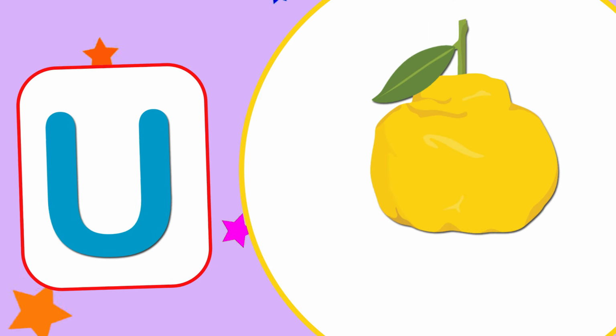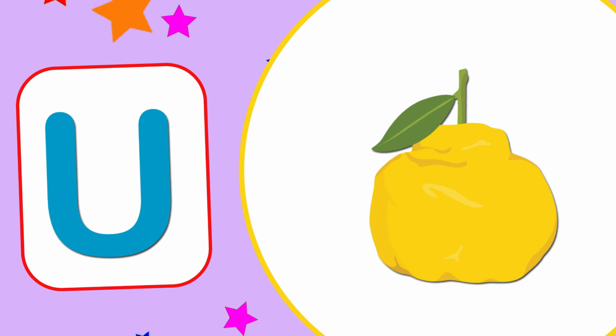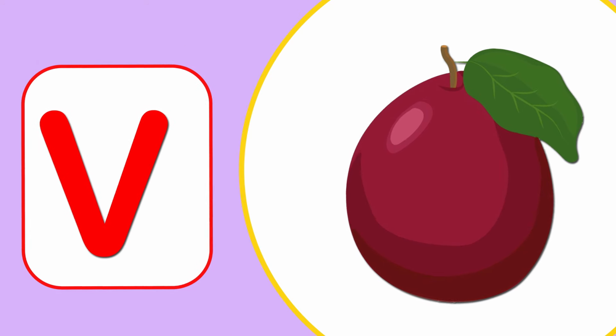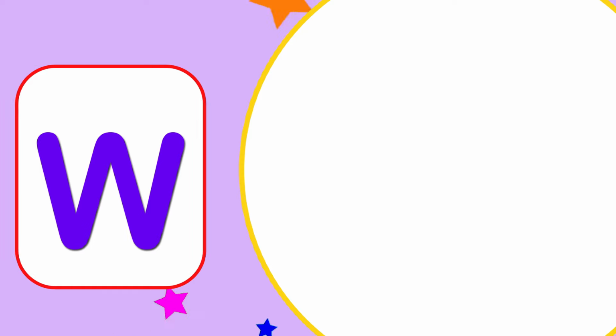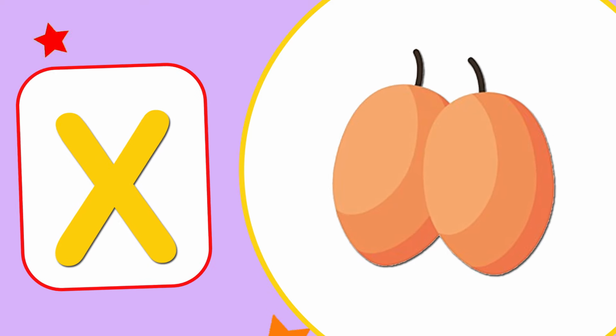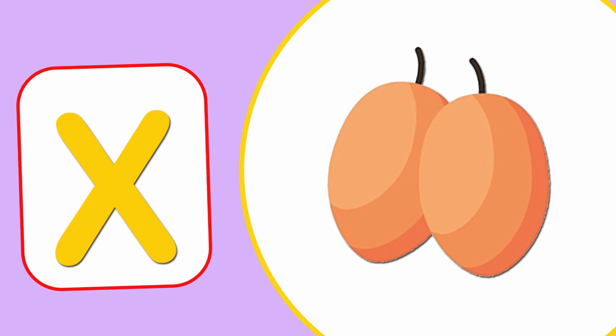U is for ugli. U, u, ugli. V is for velvet apple. V, v, velvet apple. W is for wineberries. W, w, wineberries. X is for Xhosa caffra. X, x, Xhosa caffra.